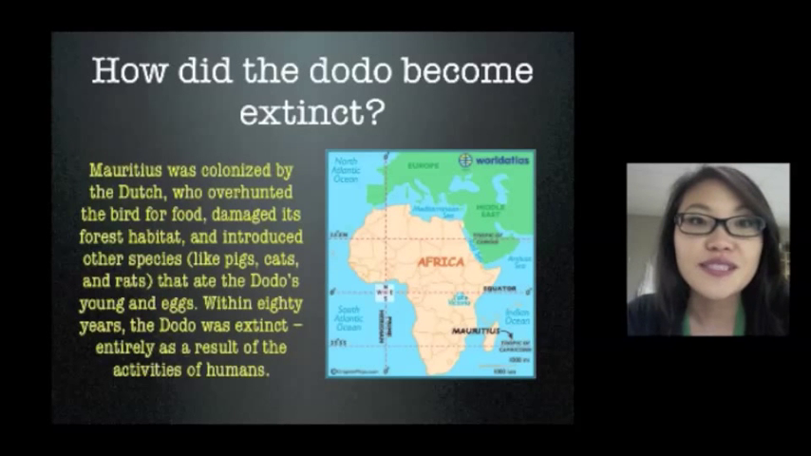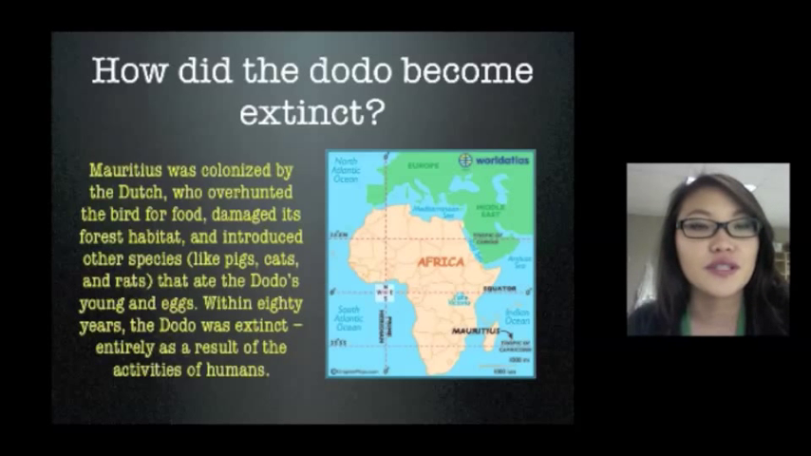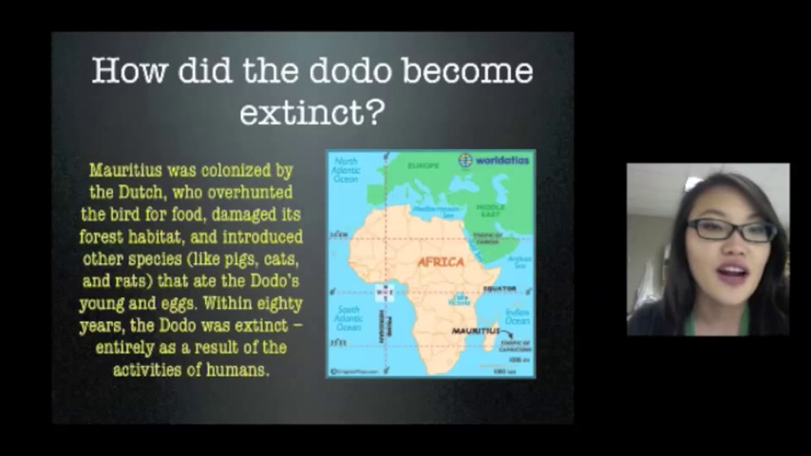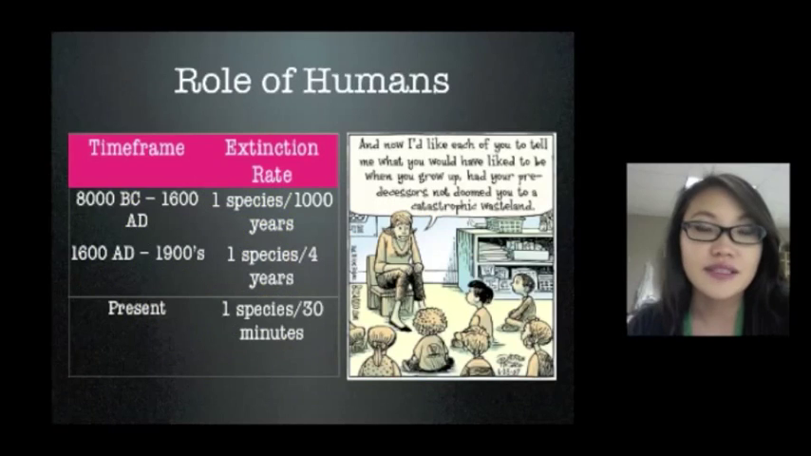Mauritius was colonized by the Dutch, who overhunted the bird for food. They damaged its forest habitat and introduced other species like pigs, cats, and rats that eventually ate the dodo's young and eggs. So within 80 years, the dodo was extinct entirely as a result of the activities of humans.